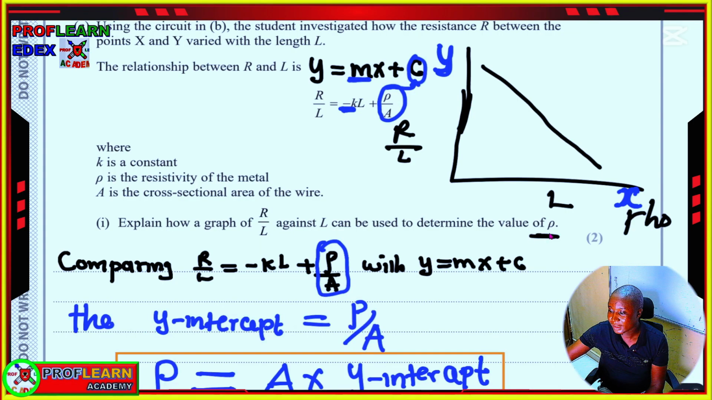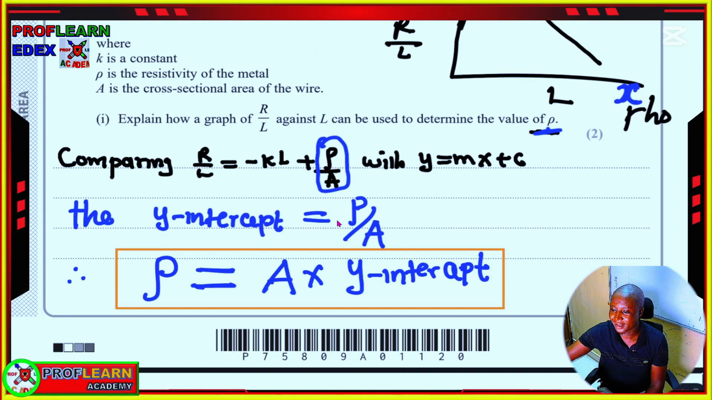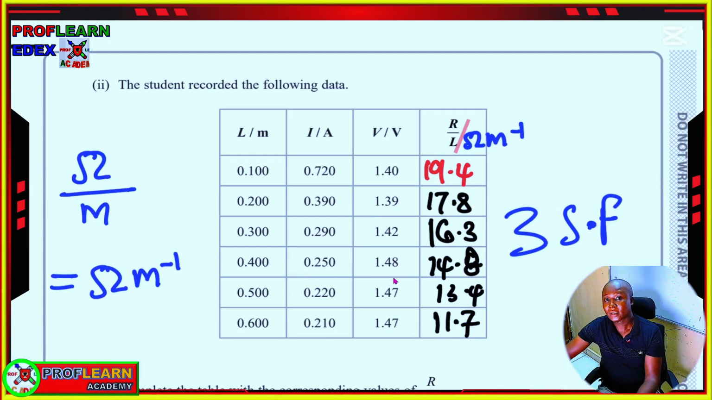Since they are asking how you can use the graph, you read the y-intercept and say it is equal to rho over A. So we can therefore say rho is equal to A times the intercept, because if you multiply both sides by A, you remain with rho. Rho can be calculated from the cross-section area times the intercept. Now, you are also going to fill in data on a table.